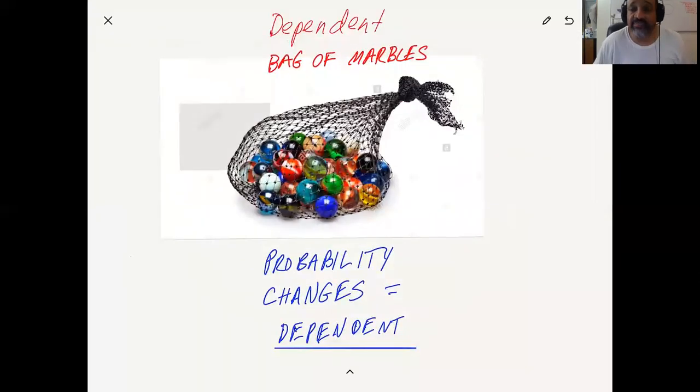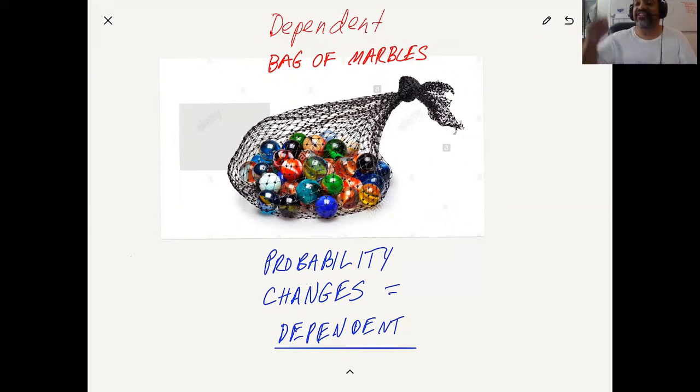Now, here's an example of a dependent event. You're going to have to work with me because I don't have another picture of marbles. Let's say we have this bag of marbles. You can see it has all these marbles in here. I used to be a pretty good marble player when I was young. I was really good. But anyway, let's say the bag is not see-through like this. It's not a mesh bag. It's actually an opaque bag, so you can't see the marbles.